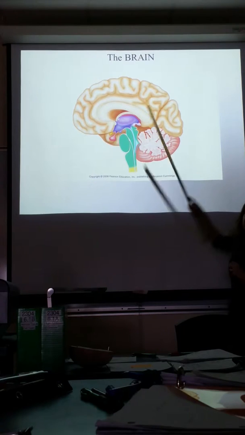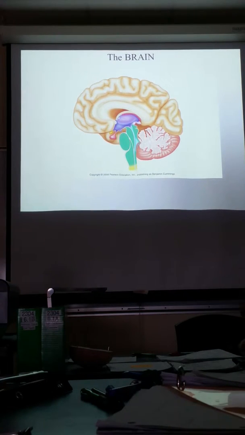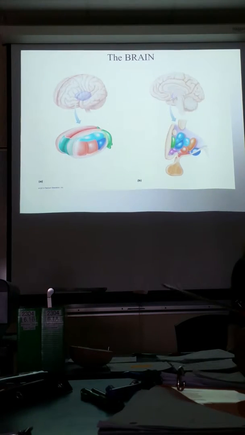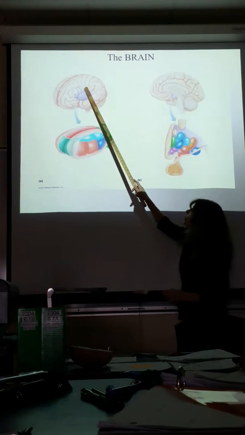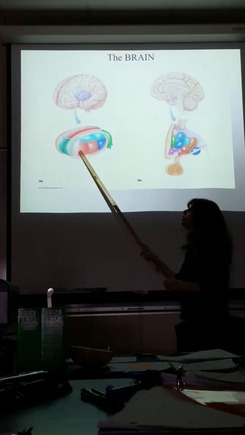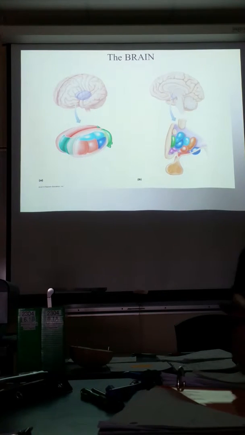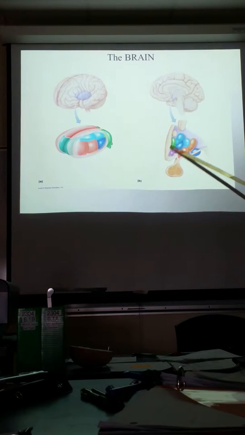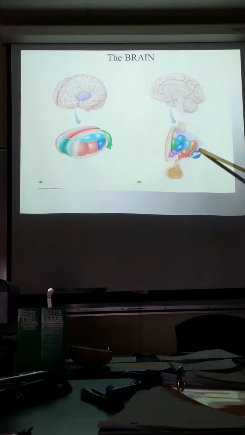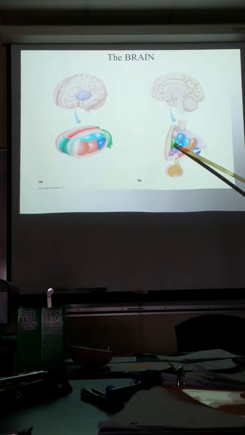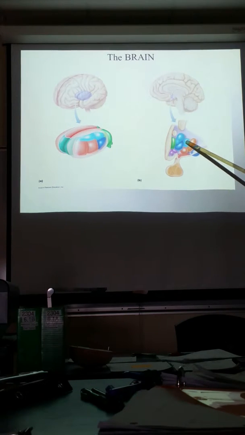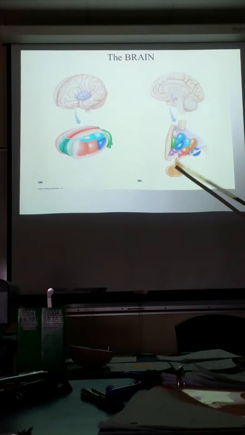If I do a blow up, this is just showing you the thalamus right here. On either side, the thalamus is made up of these nuclei. These are groups of cell bodies. This is showing you, what do I notice right here? That's the hypothalamus, made up of nuclei. Each one of these has a specific function.